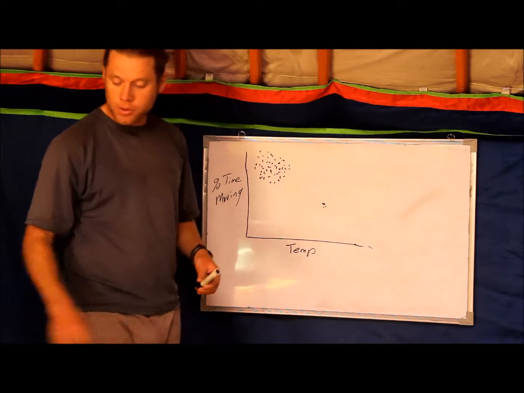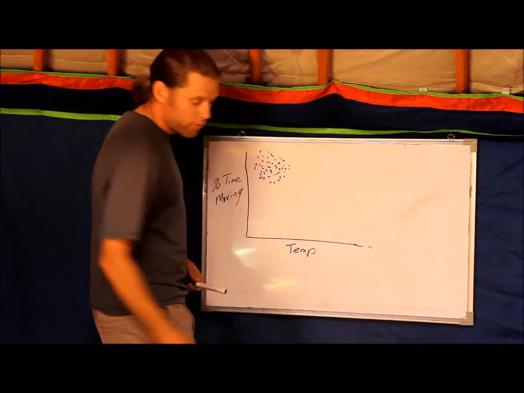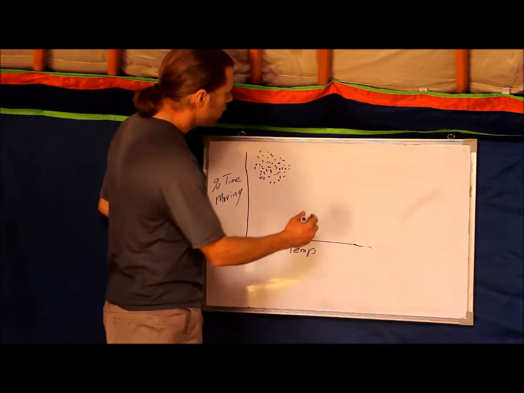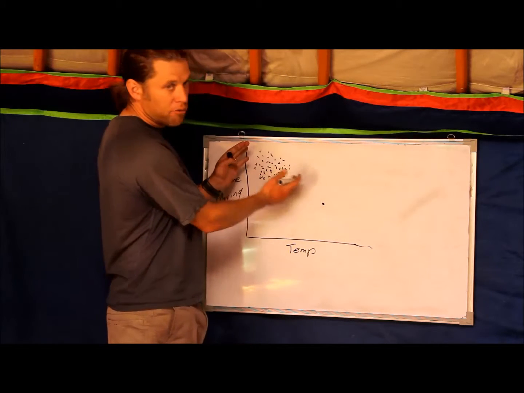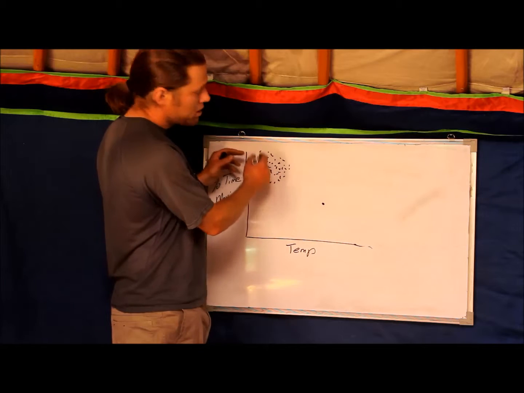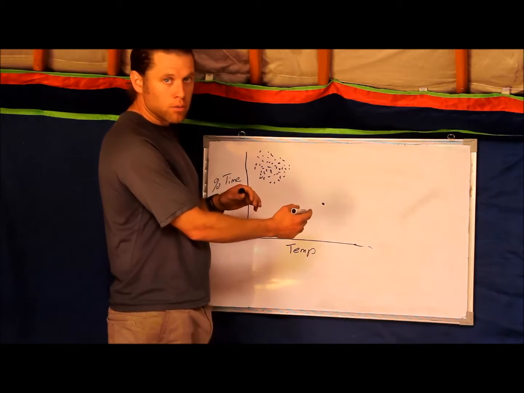Then you have two options. What you really need to think about is whether this point out here is representative of the same relationship that all these points are here, rather than out here.